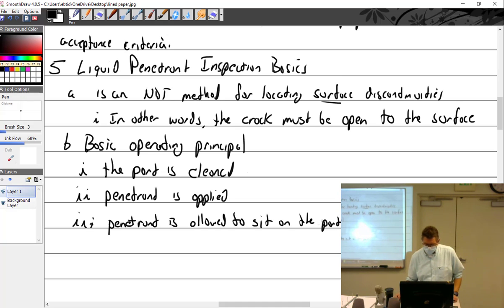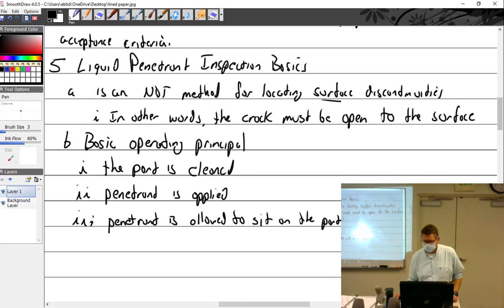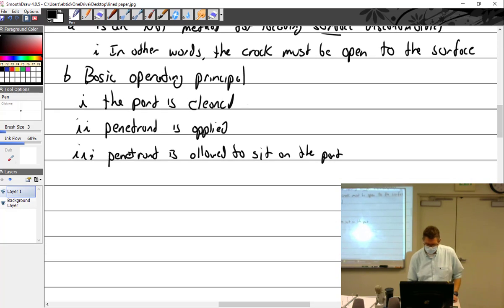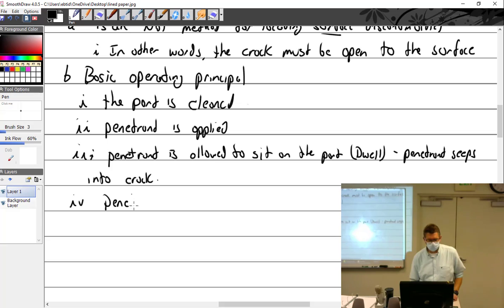That's called dwell time. It dwells on the part, and the penetrant seeps into cracks. I'm going to write cracks because discontinuity is just too painful to write over and over. Penetrant is removed.